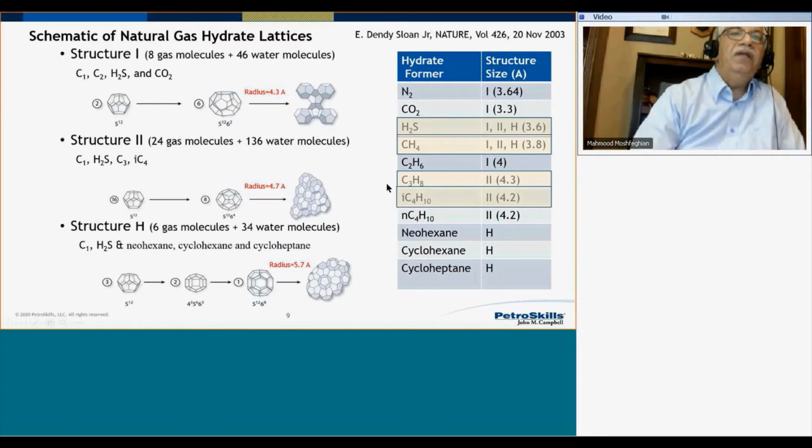Before I leave this slide, I'd like to mention that in our oil and gas processing, typically we have structure 1 and 2. We're rarely facing structure H. So from our point of view, we don't care what kind of structure we have. The important thing is to know when we will have hydrate formation and how to deal with it. That would be our key concern.